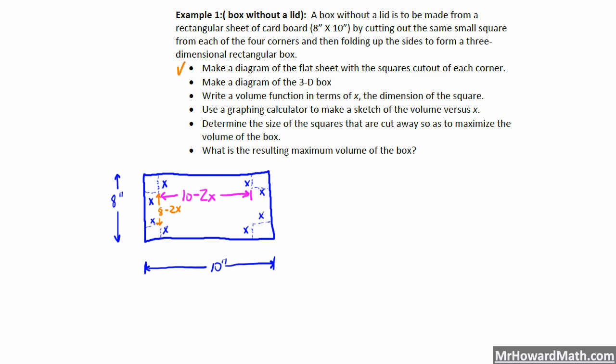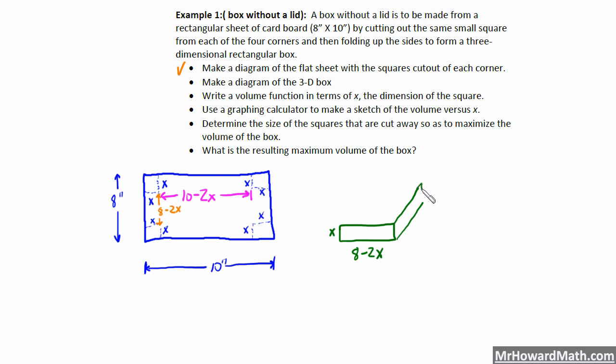Okay, now on to the three-dimensional box. If we look at this, we'll draw it so that this edge is the front. So this box would look something like this. We would have the front edge here, and this height would have to be x, right? Because we're folding this up, so it's got to be x high. And then this dimension right here, remember, was 8 minus 2x. So that front edge is 8 minus 2x. And then it would go back like this.